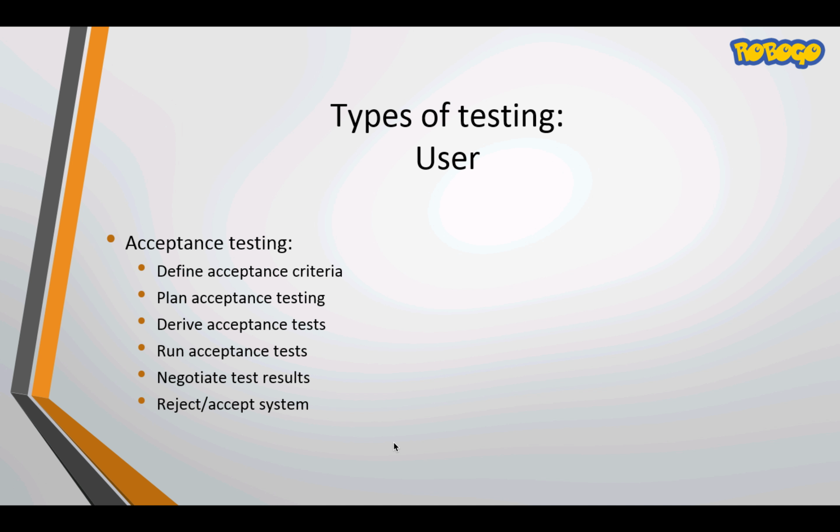Acceptance testing follows this process. First, define acceptance criteria. Secondly, plan acceptance testing, followed by deriving acceptance tests and running acceptance tests. Finally, they will negotiate the test results and reject or accept the system.